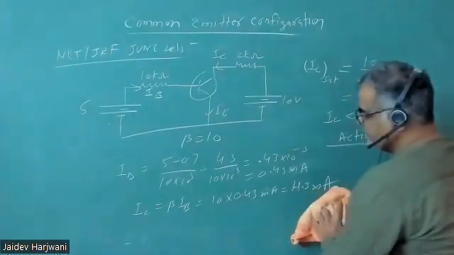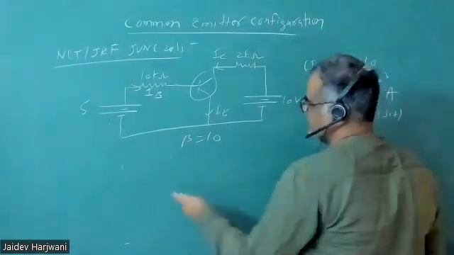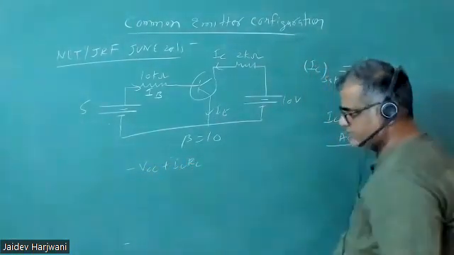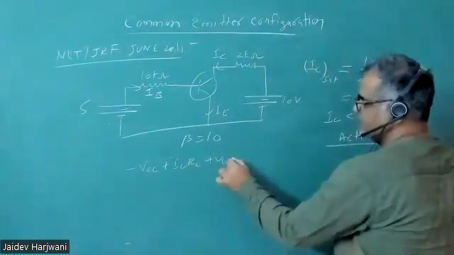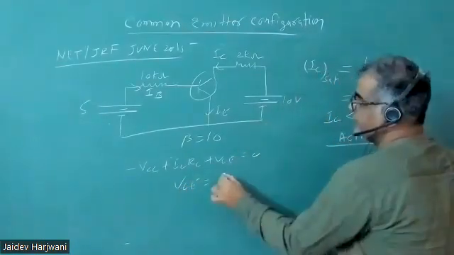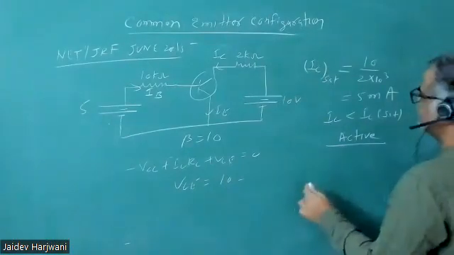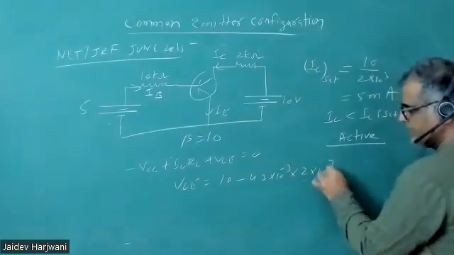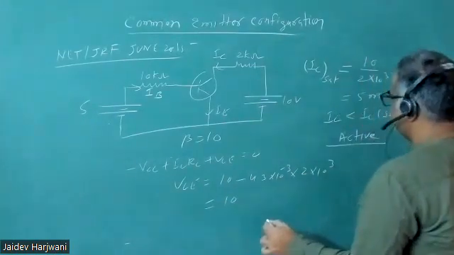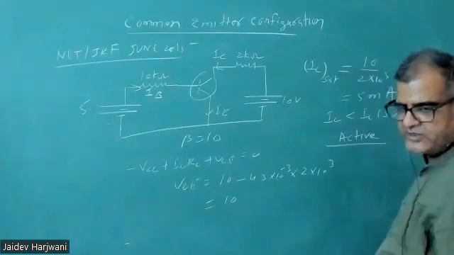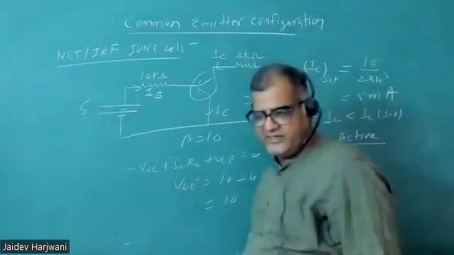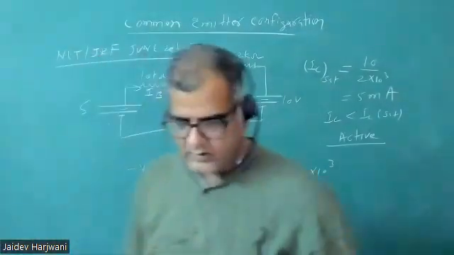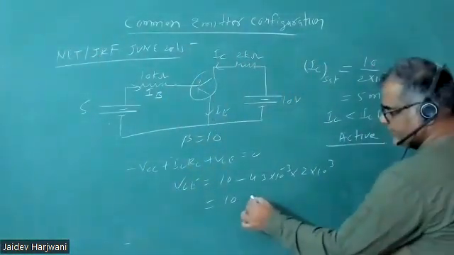In order to find the operating point VCE, you need the equation VCC minus IC RC minus VCE equals 0. So VCE will be VCC 10 minus IC RC. And what was the IC value we got? 4.3 milliampere into RC, which is 2 kilo ohm. Sir, IC saturation, no sir? Why? Its value is 5 milliampere. So why would I use IC saturation when it is the active region? I will use the real IC value. If it is saturation, then I will use IC saturation. So this will be your 8.6.